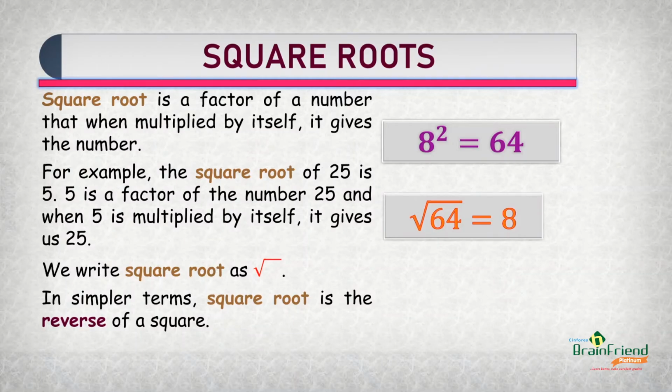Now, another example is that the square root of 25 is 5, and that is because 5 is a factor of the number 25, and when 5 is multiplied by itself, it will give us 25. Now, we write square roots like this. You can see from here that the square root of 64 is 8. Now, to make it simpler for us, square root is the reverse of a square. So just as the square root of 64 is 8, the square of 8 is 64.